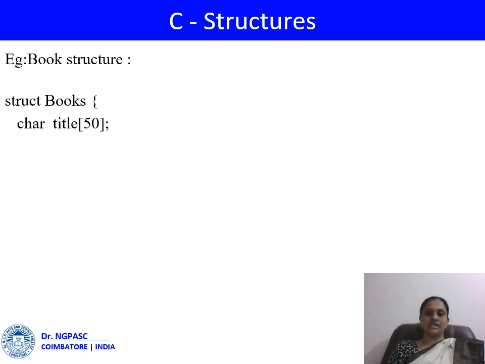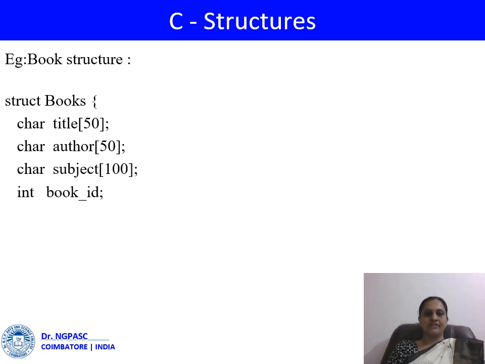So the length of the title will be a maximum of 50. And then the author of the book, then the subject, and finally the book ID. You can see that the first three, the title, author and subject, are all of data type character, and book ID is of integer data type. And finally, I am closing the structure.